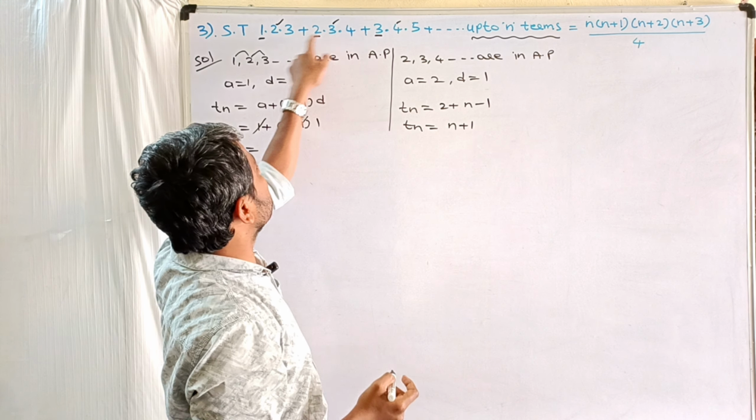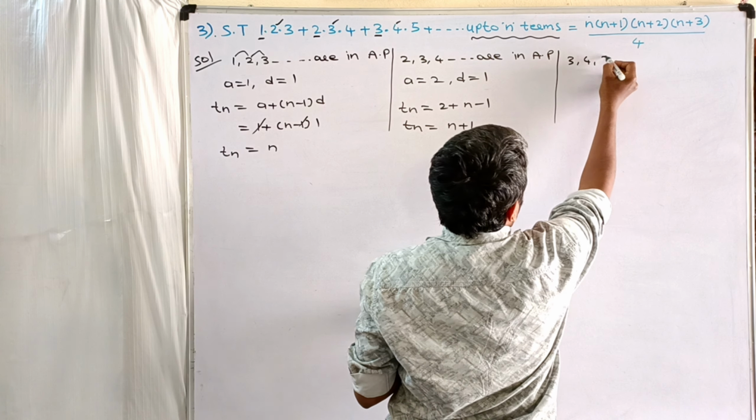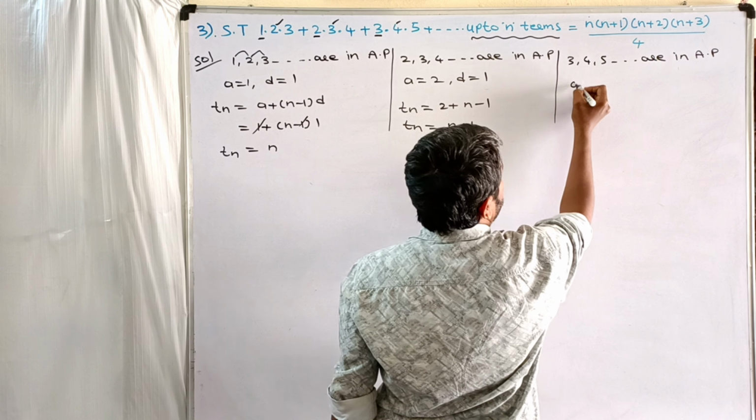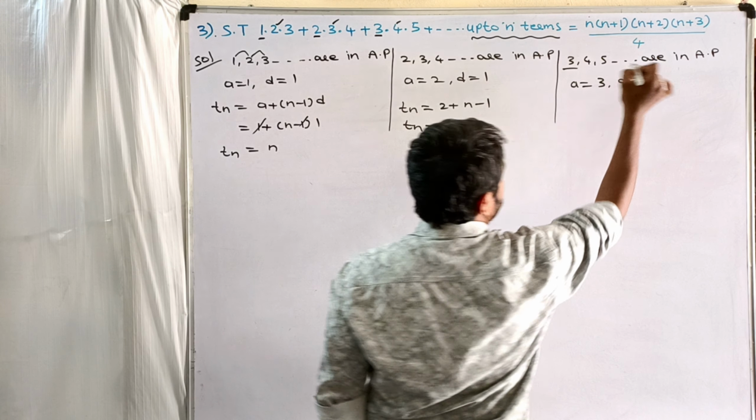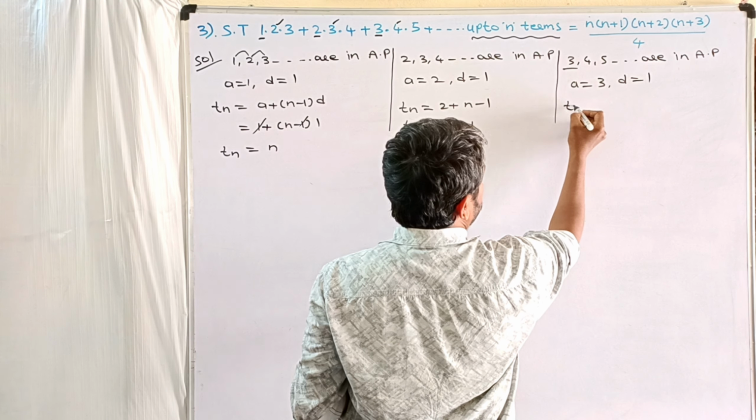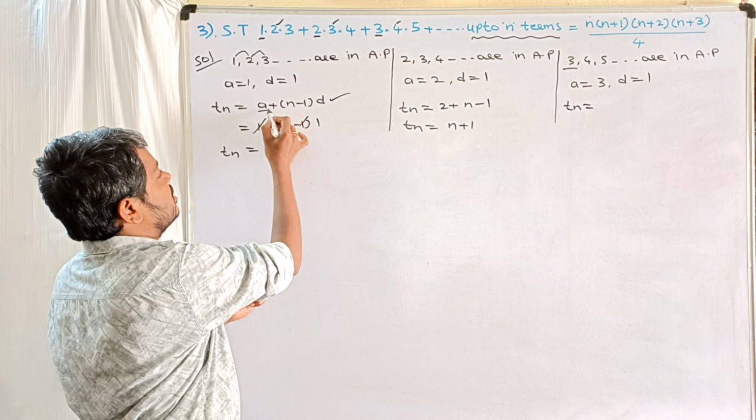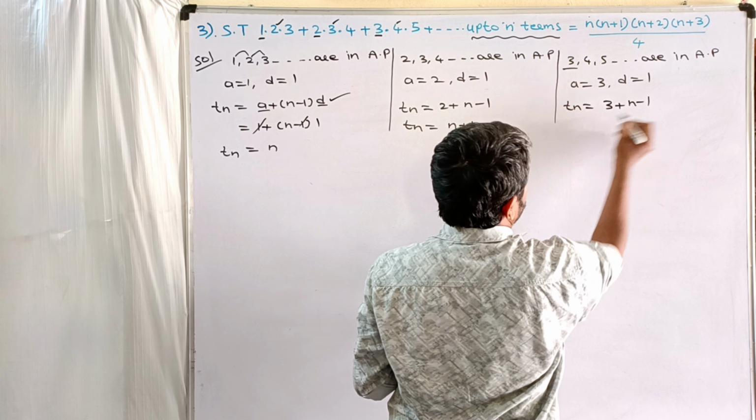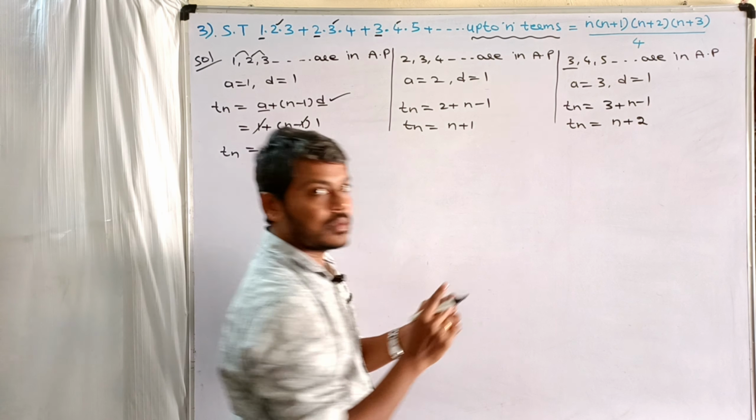Next terms 3, 4, 5 and so on, which are in AP series. A is equal to the first term, that is 3, and the common difference is 1. Substitute in the nth term formula. Tn is equal to A plus (n minus 1) into D. A is 3 and D is 1, that is 3 plus (n minus 1). Therefore Tn is equal to n plus 2. Okay.